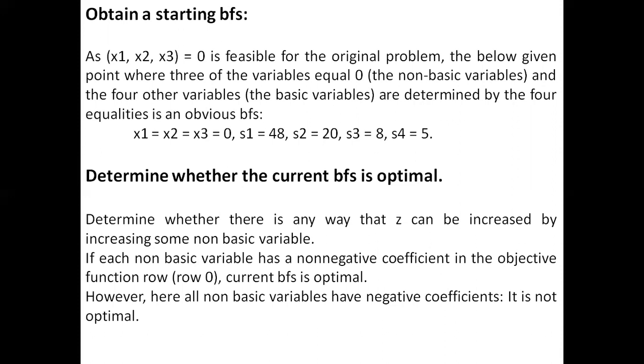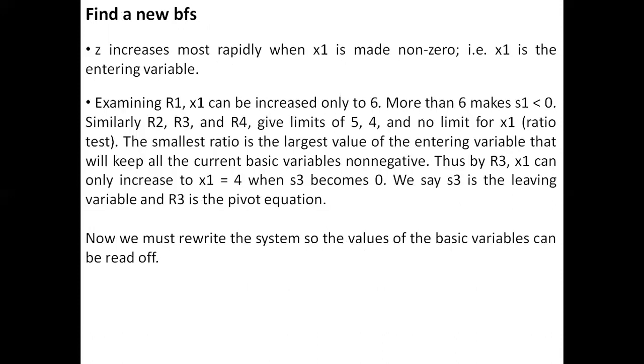We are right with that anyway. The z value is increased by increasing some non-basic variables. If the non-basic variables have non-negative coefficients in the objective function row, the current BFS is optimal. However, the non-basic variables have negative coefficients because the RHS terms have been brought into the LHS. Definitely they will have negative coefficients, and hence it is not an optimal solution. And then we have to proceed to a new basic feasible solution.